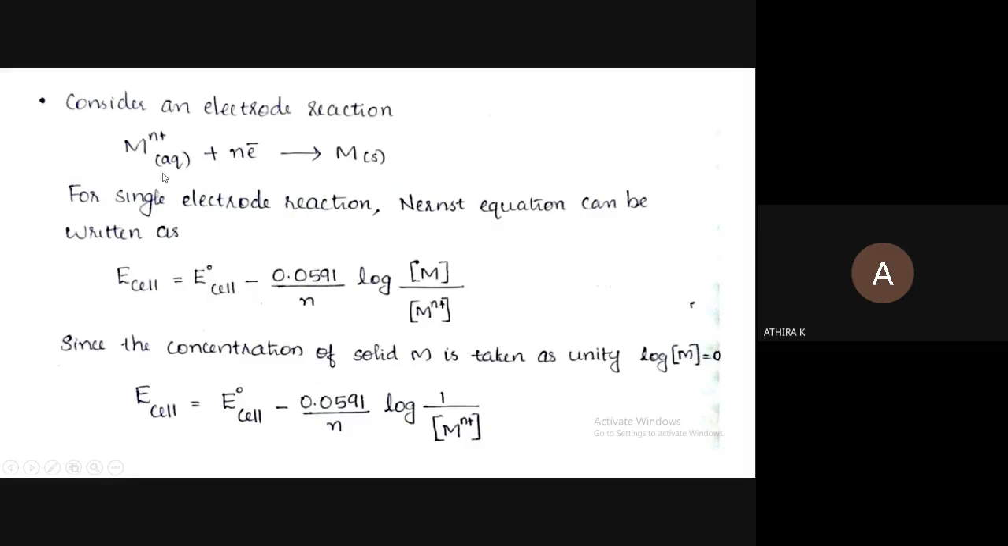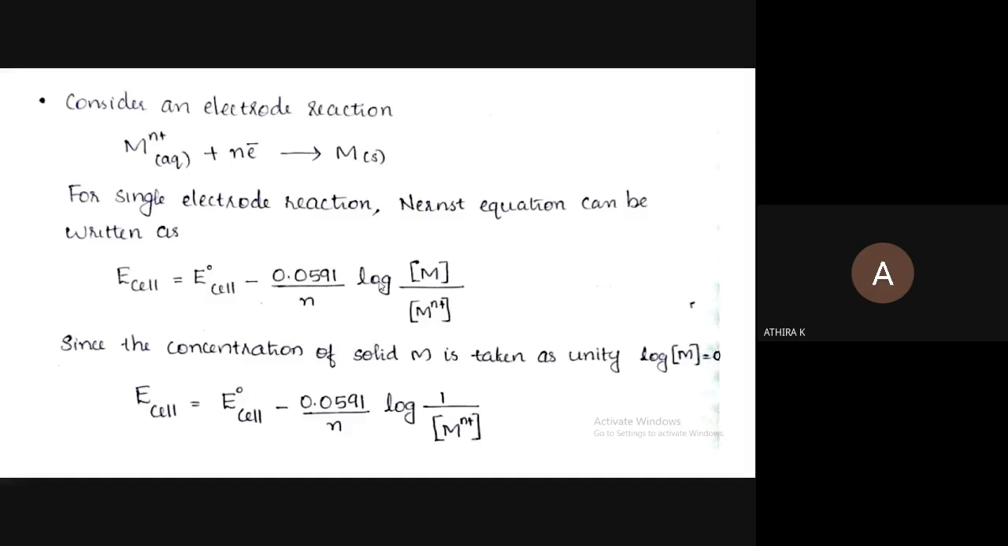So consider this electrode reaction. Mn plus n electrons, n number of electrons, gives M, which exists in the solid state, M metal. And we can write the Nernst equation as E cell equal to E0 cell. Temperature is not specified, so we are taking temperature as 298 Kelvin. E0 cell minus 0.0591 divided by N log Q.